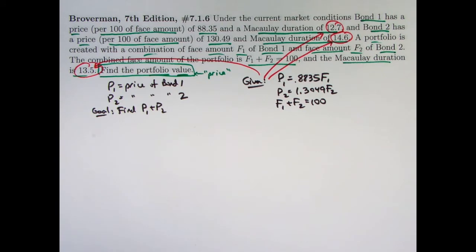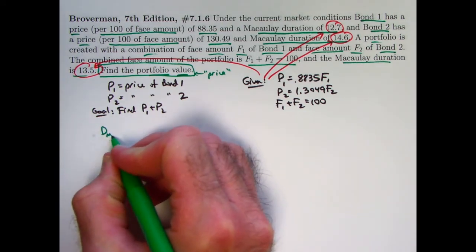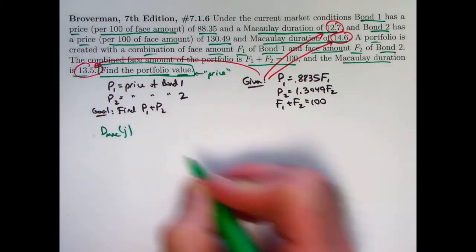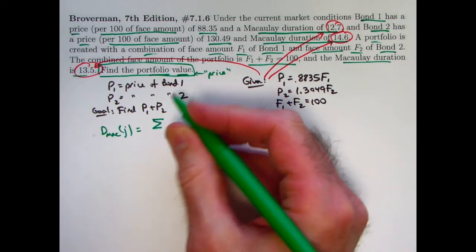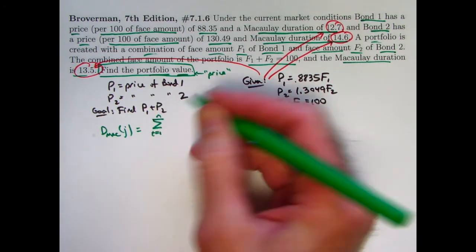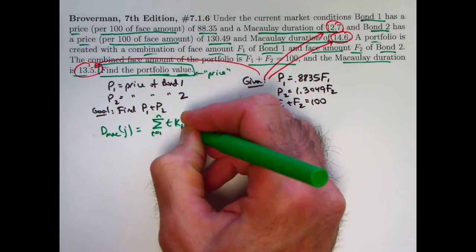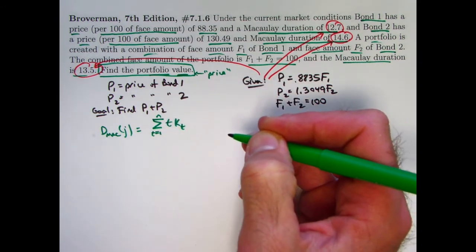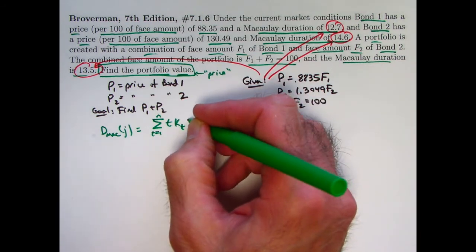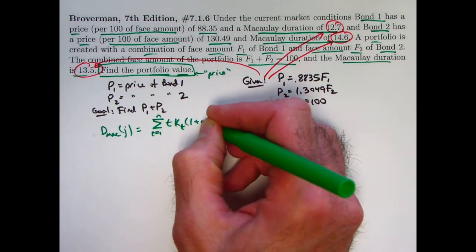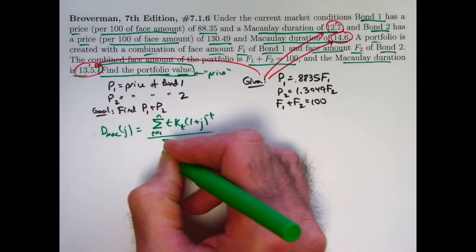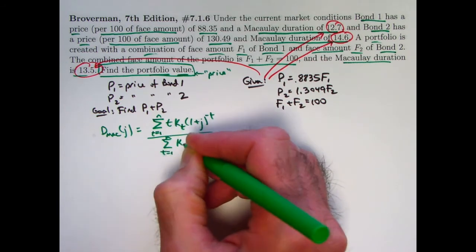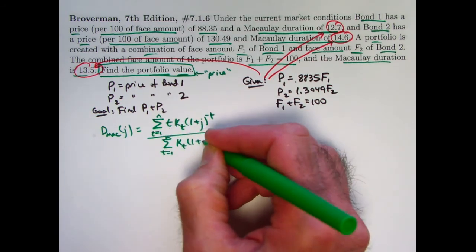All right, let's go ahead and write down the formula for Macaulay duration again. D_mac of j. It's a ratio, where the numerator is the sum, t goes from 1 to n, of t times k_t, where the cash flow k_t is assumed to occur at time t, discounted back to time 0 with yield rate j, 1 plus j to the negative t, all divided by the sum, t goes from 1 to n, of k_t itself, times 1 plus j to the negative t.